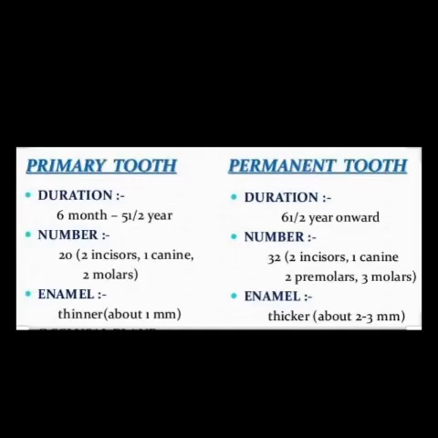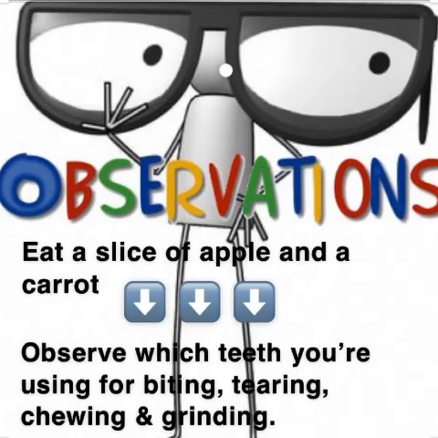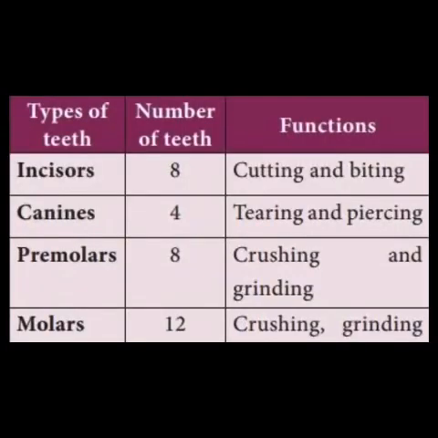You already know that. Now it's observation time. Just eat a slice of apple and carrot and observe which teeth you are using for biting and tearing, chewing and grinding. You can see in this table which teeth has which function. To know more, see this video.